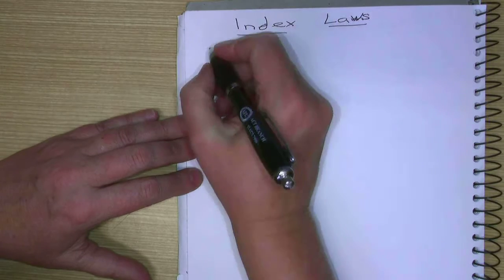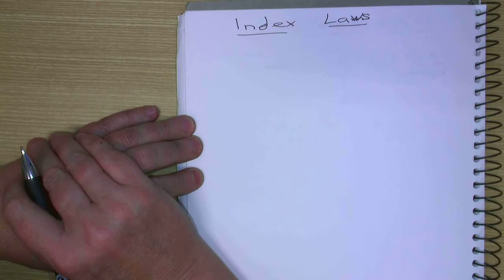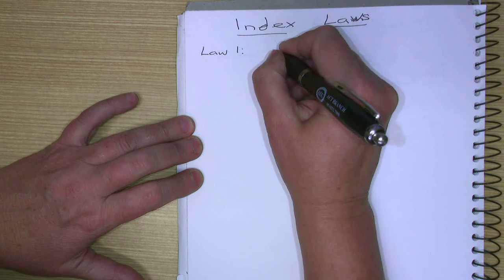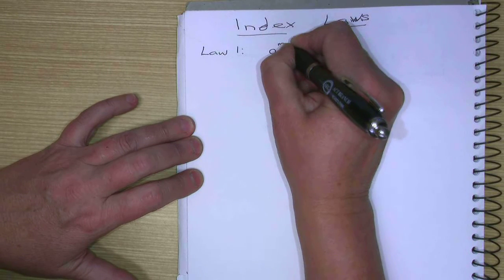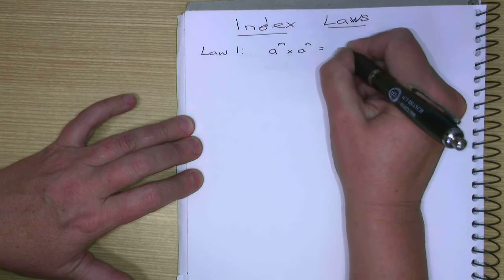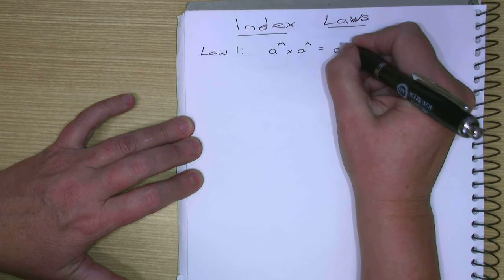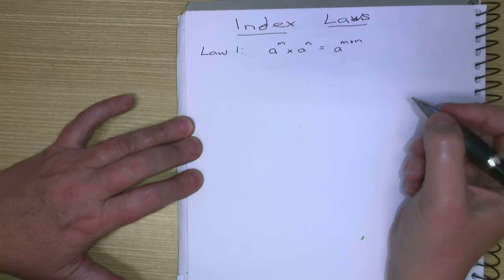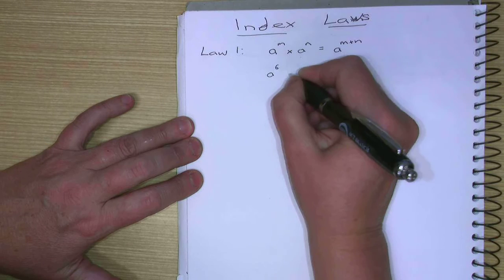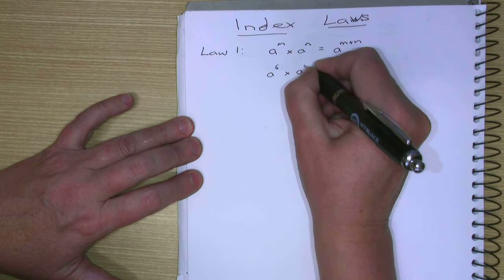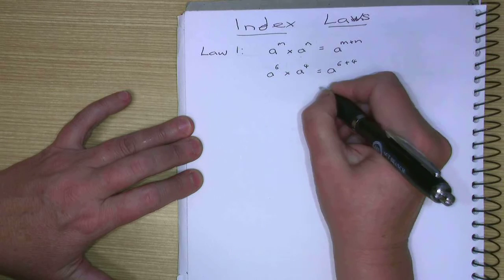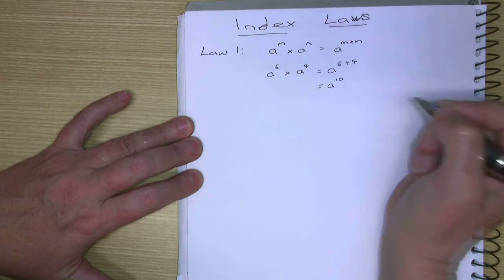In this video I'm going to look at the first two index laws. So law 1 basically says anything to the power of m times anything to the power of n equals, as long as the base is the same, m plus n is our power. So an example of this would be a to the power of 6 times a to the power of 4 equals a to the 6 plus 4 equals a to the 10.